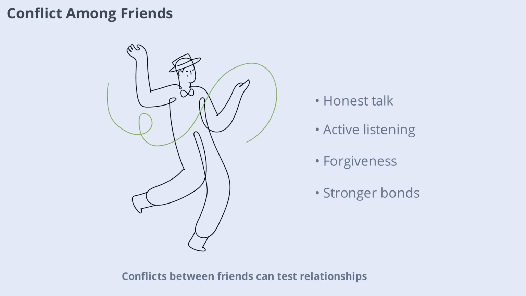Conflicts between friends can test relationships, but they also offer a chance to grow closer. Honest conversations, active listening, and forgiveness are essential. By addressing issues directly and respectfully, friendships can become even stronger after conflict.